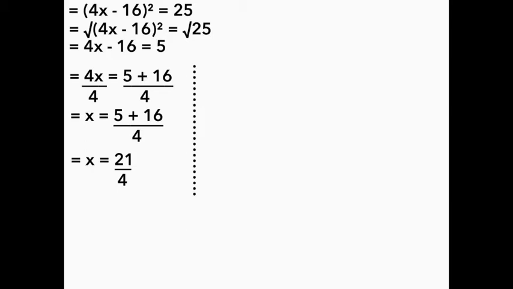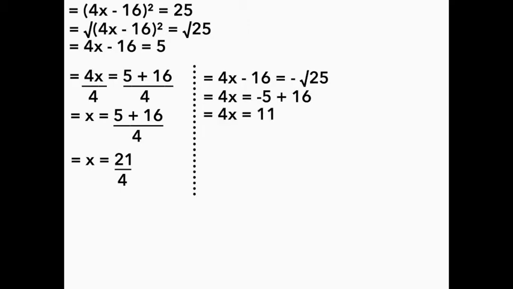Now let's consider the square root if it was negative. 4x minus 16 equals negative square root of 25. Transpose negative 16 and the equation will become 4x equals negative 5 plus 16, which will become 4x is equal to 11. Divide the equation by 4 to cancel out 4, and it will now be x equals 11 over 4. Once again, it is not divisible. The final answer is x equals 11 over 4 and 21 over 4.